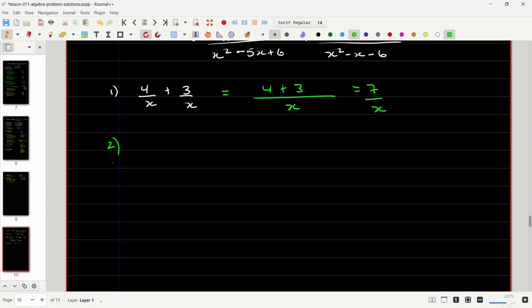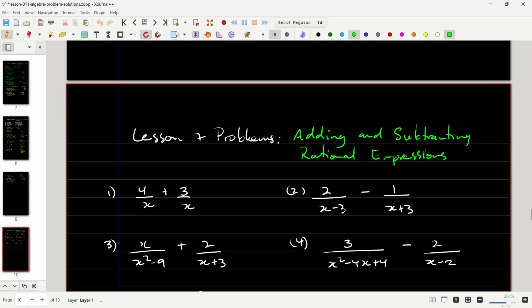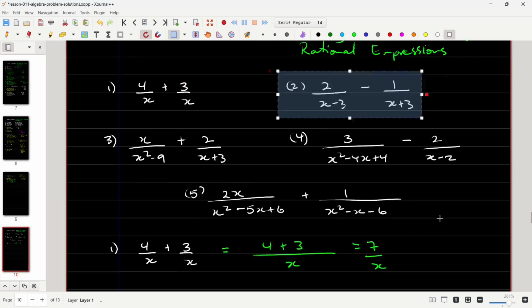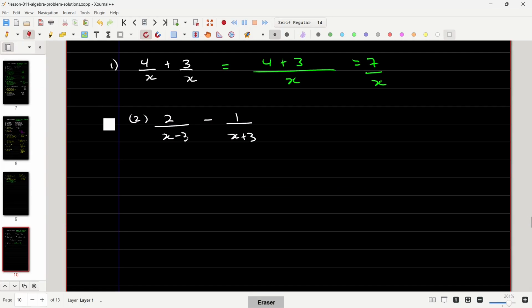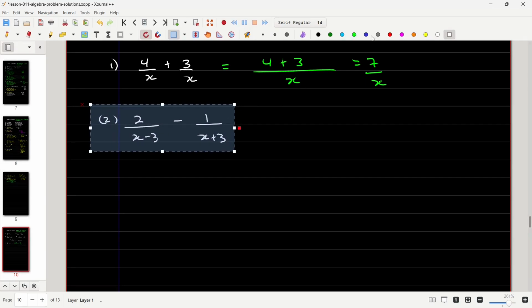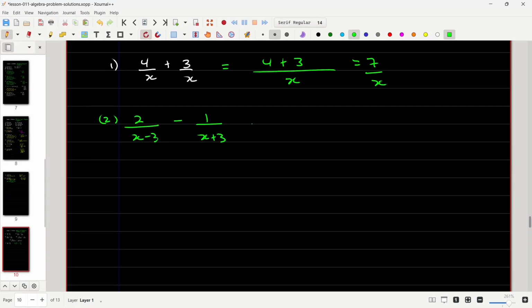And then we go to number 2. Number 2 is this one here, and let me just erase this, and then work on that. So there are two factors I have here. So the HCF, actually I shouldn't say HCF, I should say LCM, or lowest common denominator, is going to be equal to x minus 3 and x plus 3. So I'm going to write here x minus 3 and x plus 3.